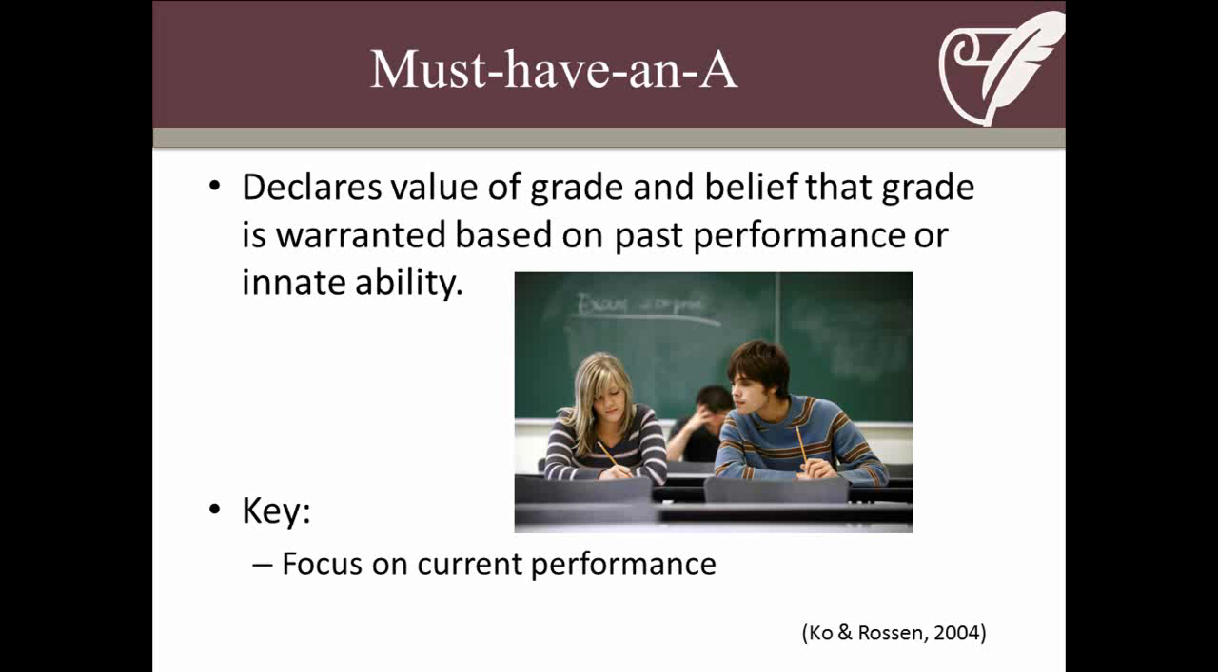Another difficult student type is the must-have-an-A student. This student is very concerned about their grade, which is good, but they're concerned about their grade more than they are about actually learning the content of your course. Oftentimes, this student will come to you and tell you, I'm an A student, I get all A's, I'm a 4.0, or they'll complain about your course, comparing it to other courses in which they were able to get an A.